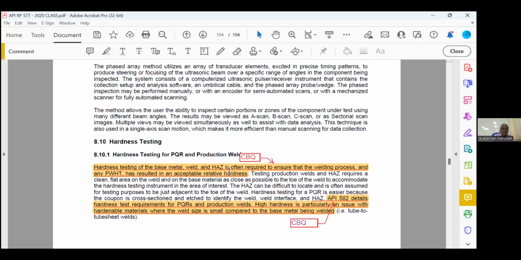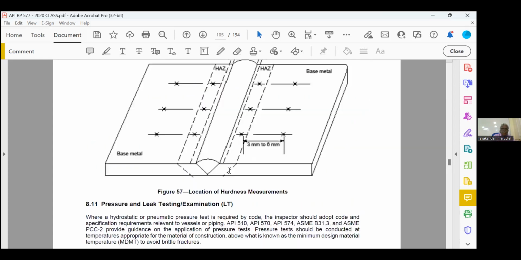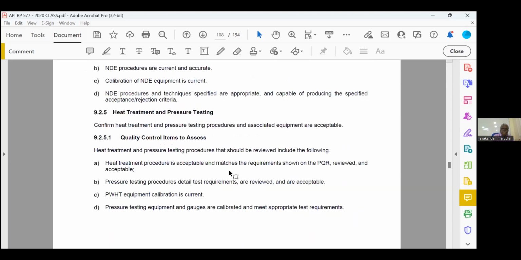So that's all. After hardness test, metallurgy we already completed.